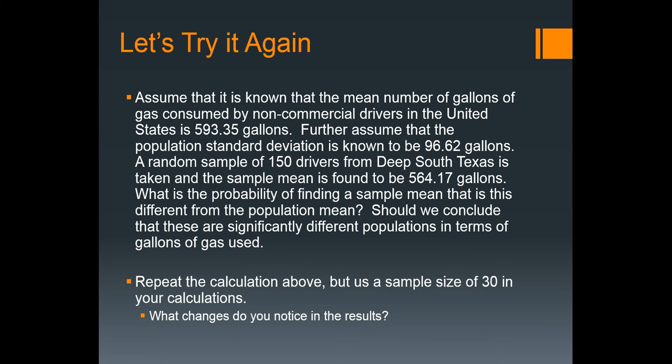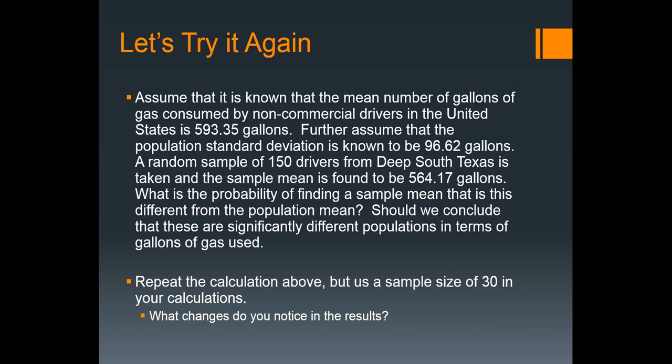All right, so let's do one more of these before we move on. In this problem it says, assume that it is known that the mean number of gallons of gas consumed by non-commercial drivers in the United States is 593.35 gallons. Further assume that the population standard deviation is known to be 96.62 gallons.